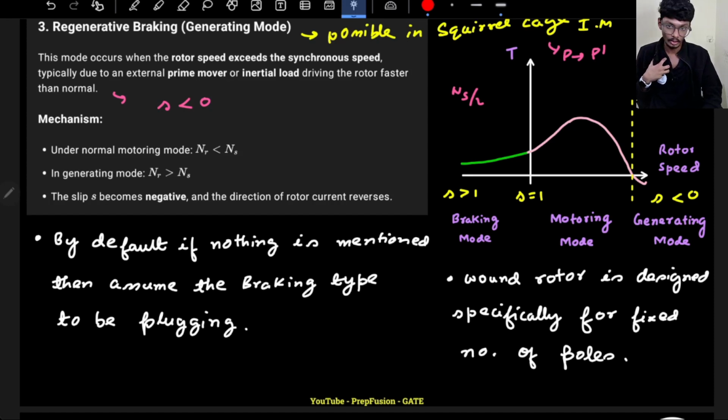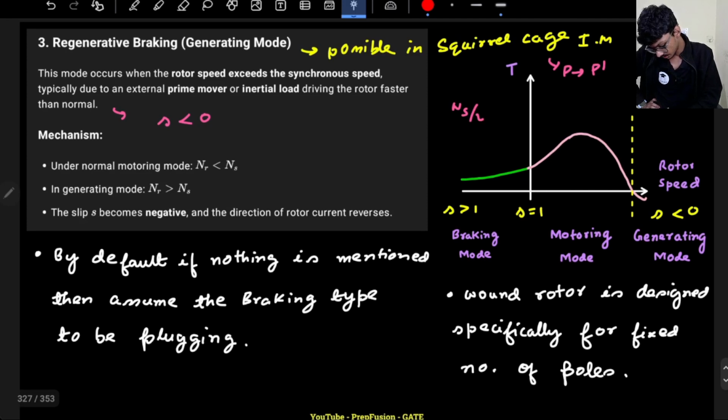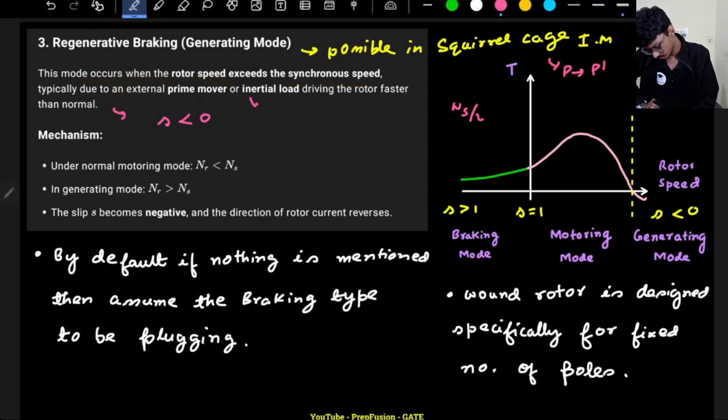Why? Because you have to understand, the rotor has more energy now, because the rotor is rotating at a higher speed than the synchronous speed. So the rotor is more powerful, and if it wants, it can supply to the stator side. So that is what we will understand. This mode occurs when the rotor speed exceeds the synchronous speed, typically due to either an external prime mover, or we can change the number of poles by increasing the number of poles. This also can be done.